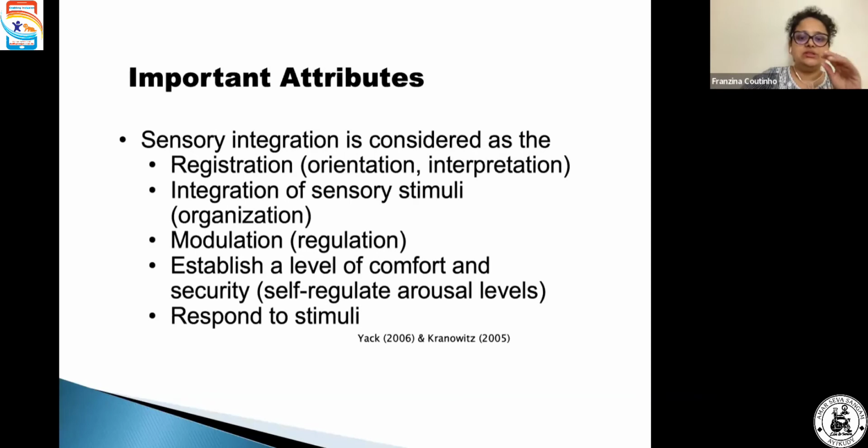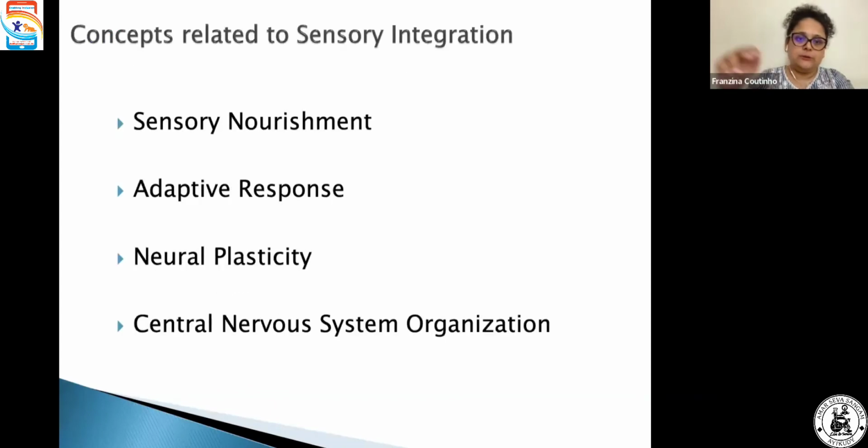So this is what you need to remember: registration, integration, modulation, and level of comfort to allow for a response to stimuli. Remember the circuits that I was talking to you about? This is exactly that. It's just written out. So when we talk about sensory integration, remember sensory nourishment, adaptive response, neural plasticity, and the central nervous system organization. These are concepts.